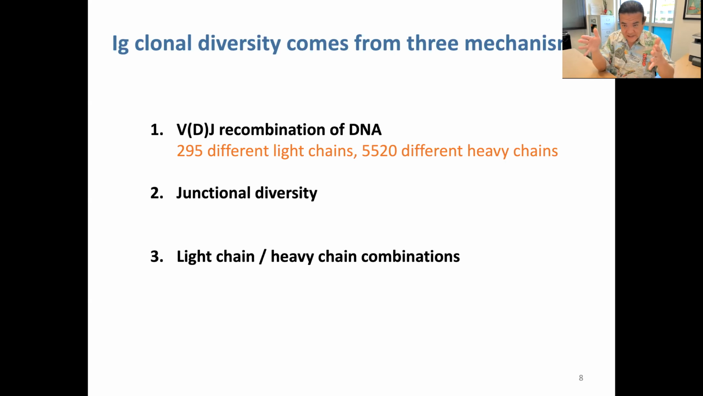So already you can see, just from this VDJ recombination, you already get variability of what the coding sequence of the final light chain and heavy chain genes can be. But that's a lot, but that's nowhere near what I was saying before, like hundreds of millions. That's where the second source of diversity comes in, and that's junctional diversity.